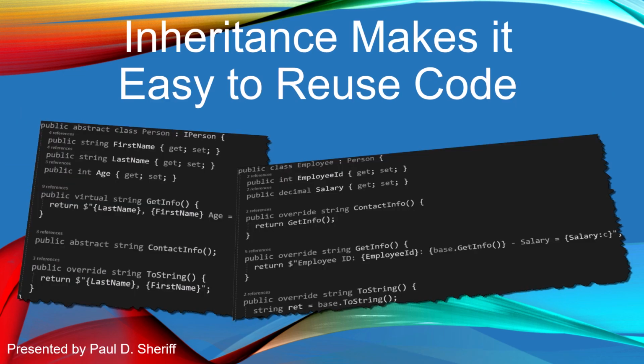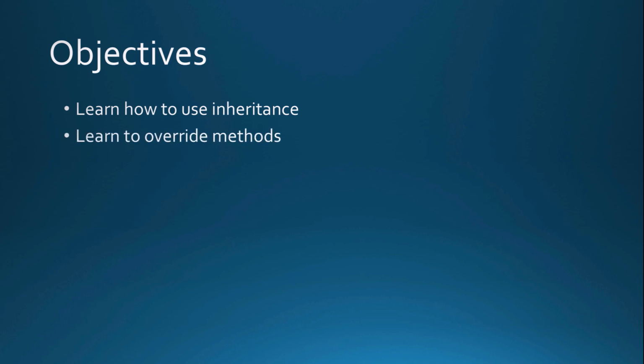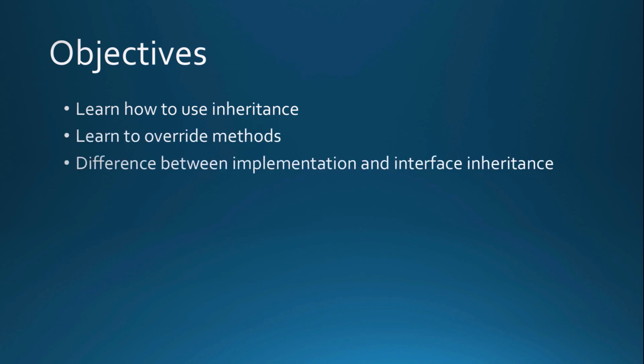In this lesson, we talk about how inheritance makes it easy to reuse code. The objectives for this lesson are to learn how to use inheritance, learn to override methods, talk about the difference between implementation and interface inheritance, and we're going to see many examples of inheritance.